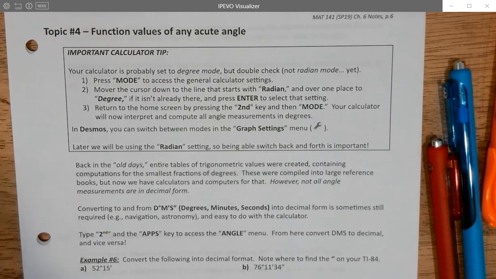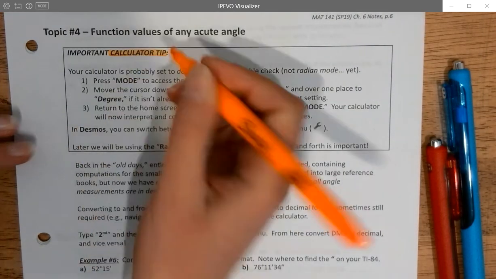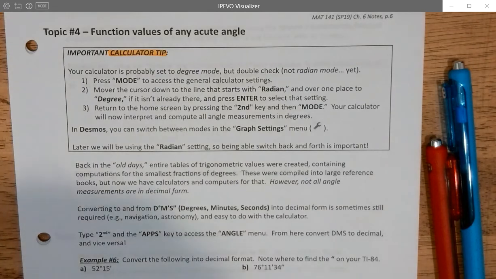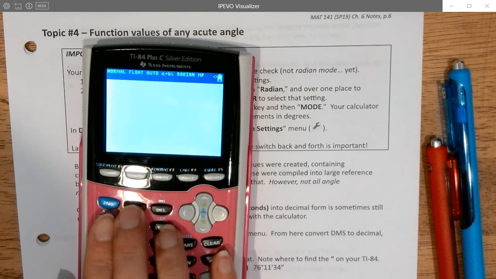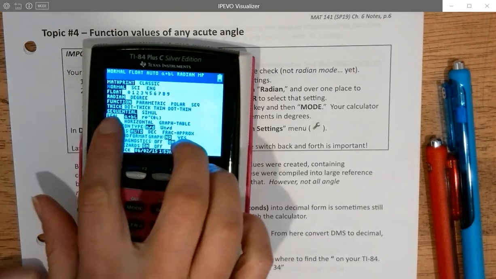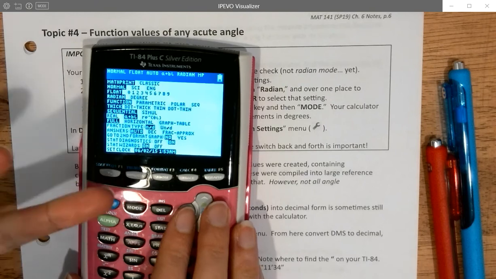Topic 4, we're looking at function values of any acute angle, and we're going to talk about some calculator tips real quick first. If you're going to evaluate trig functions on your calculator or on Desmos, we need to make sure you know what mode you're in. If I click on the mode button, my calculator right now is in radian mode.